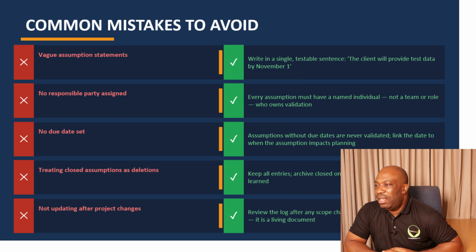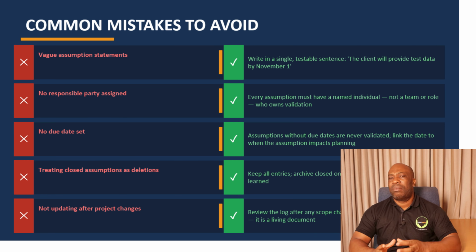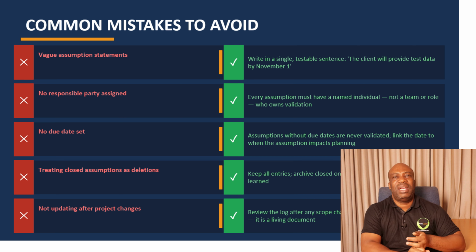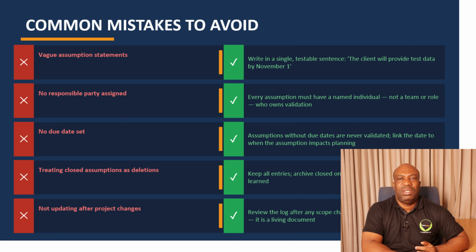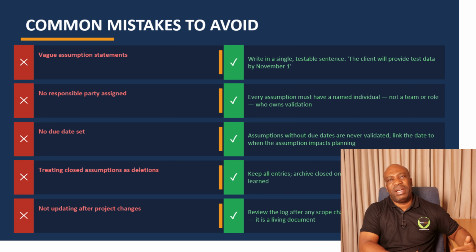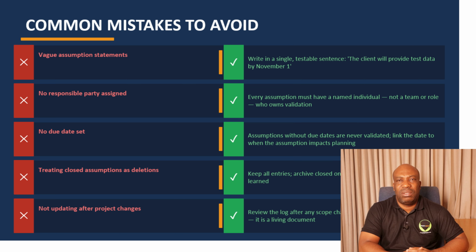Then mistake number 3 is no due date is set. Okay. So mistake number 2 and mistake number 3 go hand in hand. If you don't put a responsible party, you're most likely to be avoiding also putting the due date. So the due date should always be captured in the assumption log. The moment you put the responsible party, you put the due date. The due date is also very important to track progress. Are you on track? Are you not on track? Or how is it going to impact the other project activities? How is it going to impact the project objectives and also project goals?